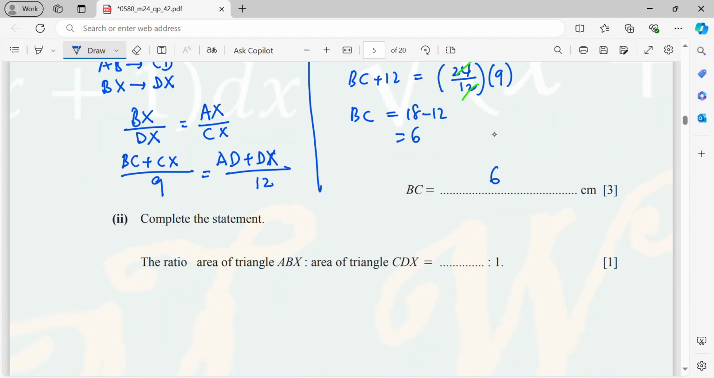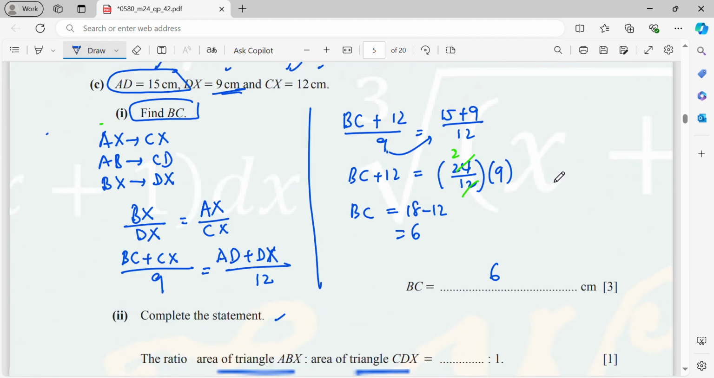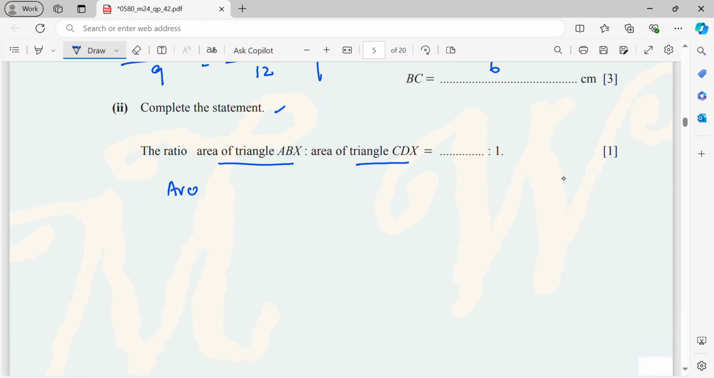Now part 2, complete the statement. The ratio of the area of triangle ABX to the area of triangle CDX is how much to 1? What is the ratio to 1? So now the area of triangle ABX. Look at the diagram. ABX is the big triangle, the bigger triangle. CDX is a smaller one. So now here we use the ratio. The area of triangle ABX over the area of triangle CDX.